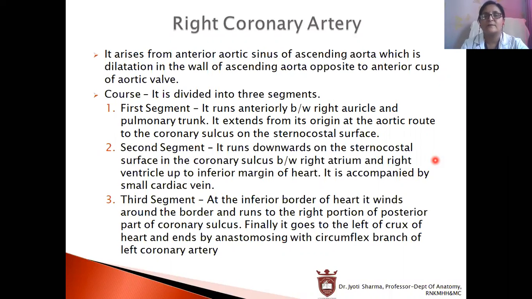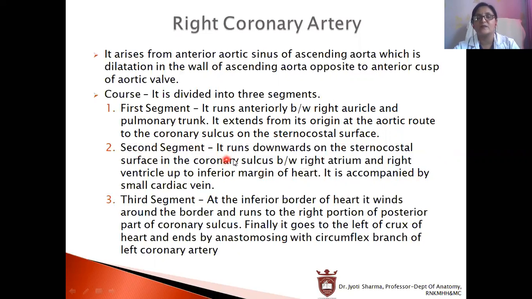It arises from anterior aortic sinus of ascending aorta, which is dilatation in the wall of ascending aorta opposite to the anterior cusp of aortic valve. It is divided into three segments. The first segment runs anteriorly between right auricle and the pulmonary trunk. It extends from its origin at the aortic root to the coronary sulcus on the sternocostal surface.